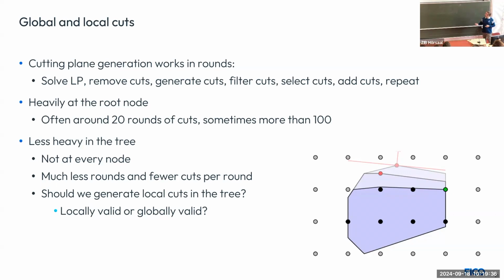I mentioned global and local cuts. At the root node, cutting planes are usually applied very heavily in the solver. You often have 20 rounds of cuts, so 20 times you loop through this procedure, sometimes more than 100. Inside the tree, locally, it's much less heavy. Typically not at every node, typically much fewer rounds, maybe only 1 or 2 or so, fewer cuts per round, all is dialed down.